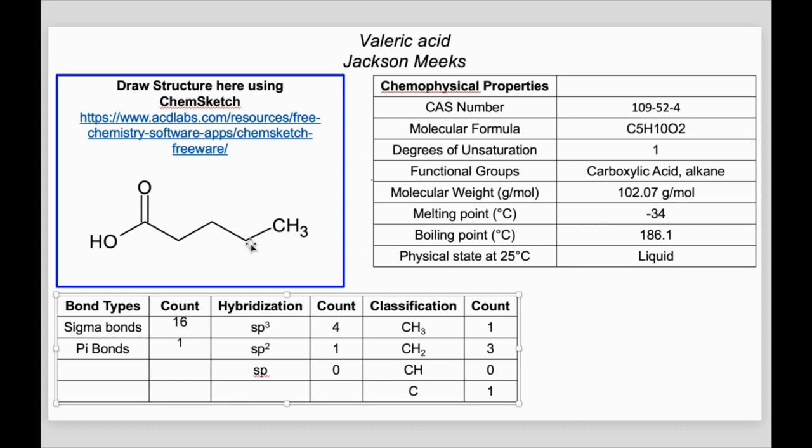CH3. So 3 hydrogens, these are all CH2s. So altogether that's 9, and this last one, the alcohol, so that's 10 hydrogens. And this compound also has 1 degree of unsaturation. This can be seen with the carbon-oxygen double bond.